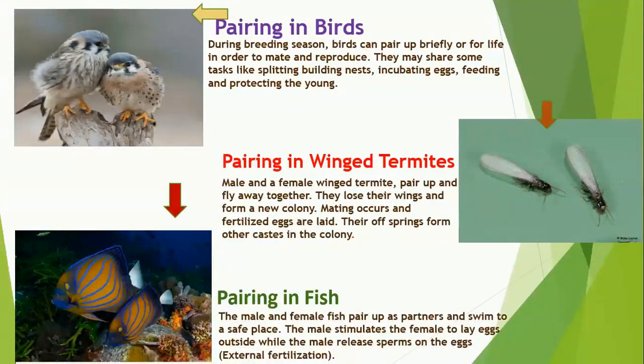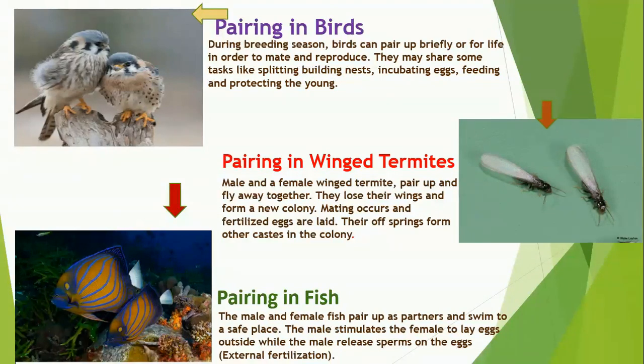So another, we can have pairing in birds. Now during breeding season, the birds can pair up briefly or for a lifetime in order to mate and reproduce. They can share some tasks such as splitting the building of nests for the young, incubating their eggs, feeding and protecting their young chicks. Pairing can also be seen in winged termites.